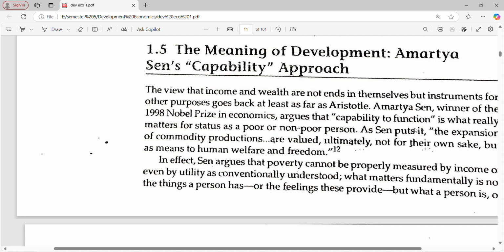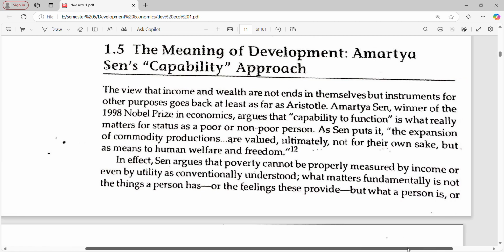Amartya Sen is a Nobel laureate, we know. So, he presents the capability approach, which emphasizes that development should be understood beyond income and wealth, focusing instead on what people are able to do with the resources they have. Okay. What people are able to do with the resources they have.